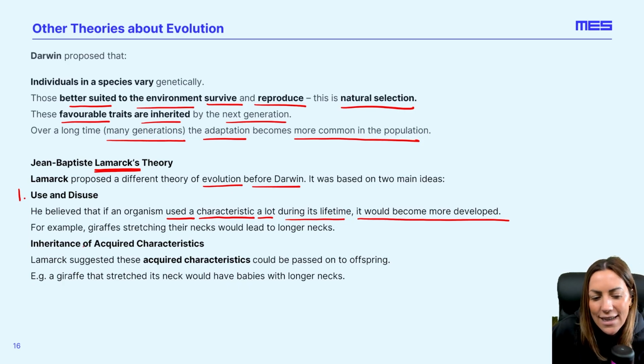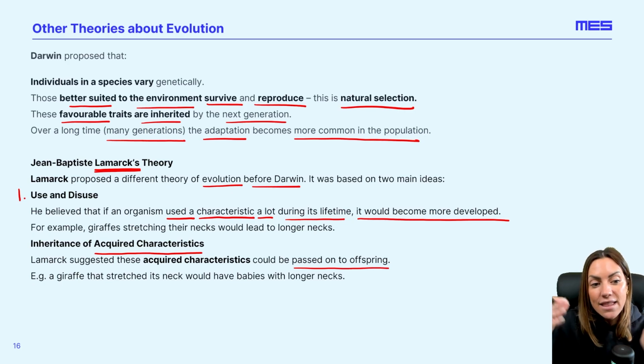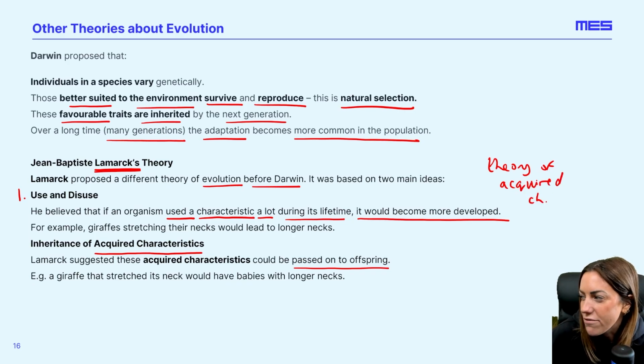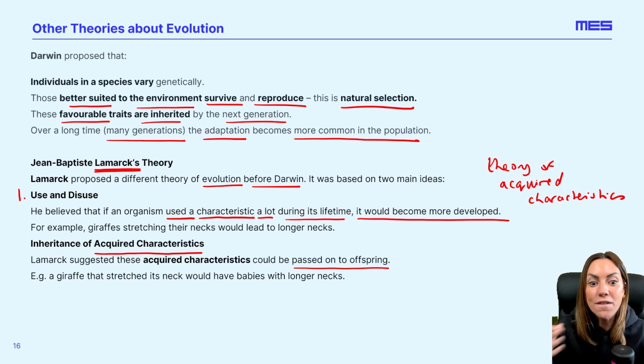And then he suggests that these acquired characteristics that the organism has developed during their lifetime can be passed on to their offspring. So going back to the giraffe example, if they stretch and stretch their neck, their neck gets gradually longer during their own lifetime, they then pass on that characteristic to their offspring. This theory was known as the theory of acquired characteristics, because basically he's saying that an organism can acquire or develop a new characteristic during their own lifetime and then pass it on to their offspring.